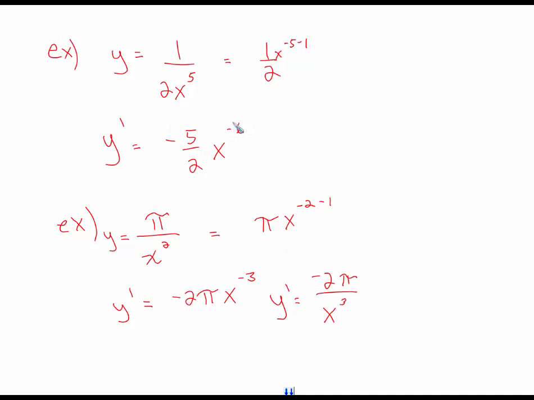Same thing up here, if you want to write it without negative exponents, this would be negative 5 over 2x to the 6th, as the x to the negative 6 gets moved to the denominator and the 6 becomes positive. Let's try a couple more.